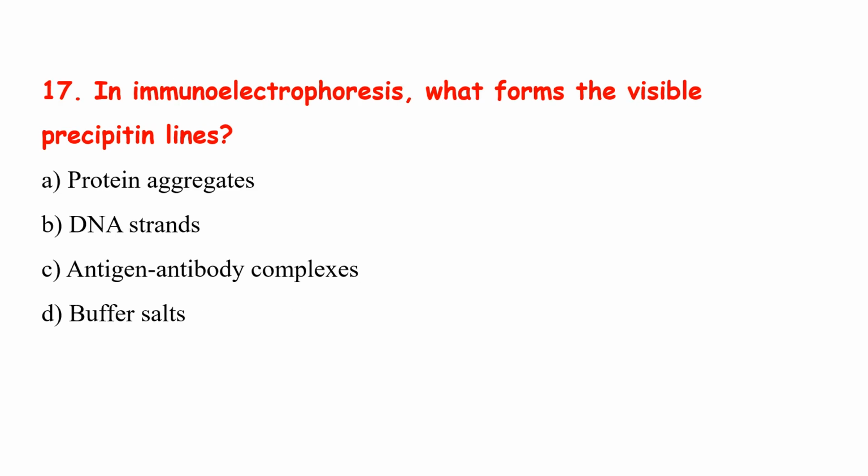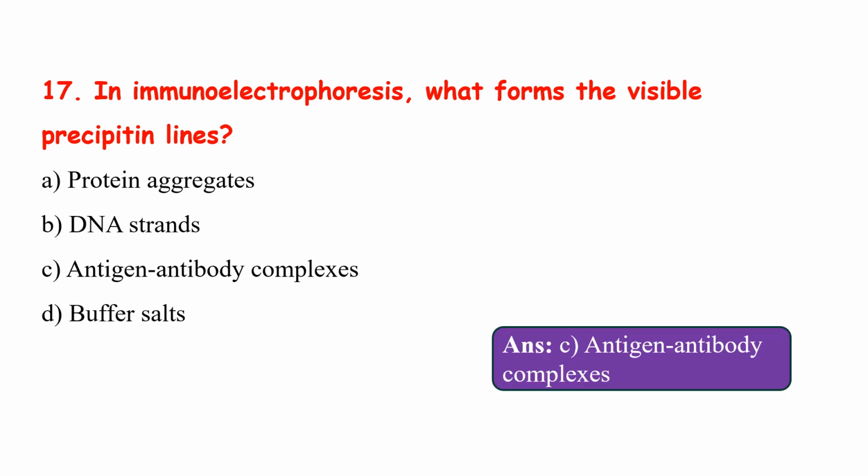In immunoelectrophoresis, what forms the visible precipitin lines? Protein aggregates, DNA strands, antigen-antibody complexes, buffer salts. The correct answer, antigen-antibody complexes.